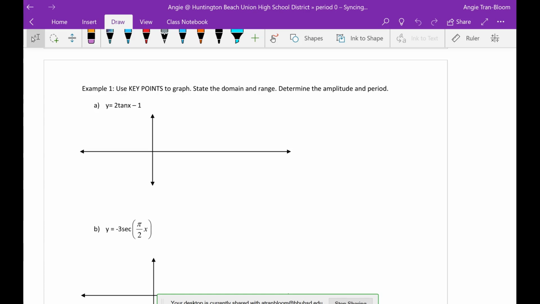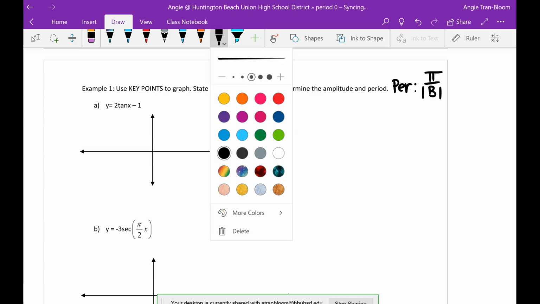Okay, so can you please, Daniela, look at your notes? What's the formula for the period, in this particular case, the period for tangent? Pi over absolute value. Great. Pi over absolute value of b, okay? So it's no longer 2 pi, it's just pi now for tangent. And it's also the same thing for cotangent.